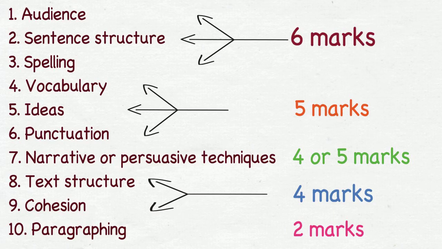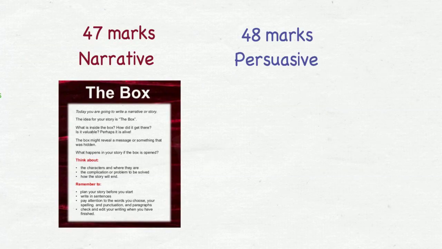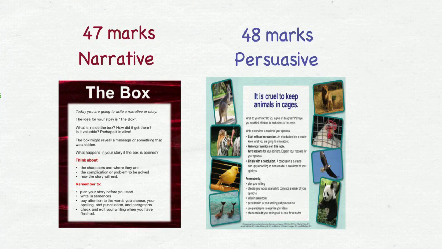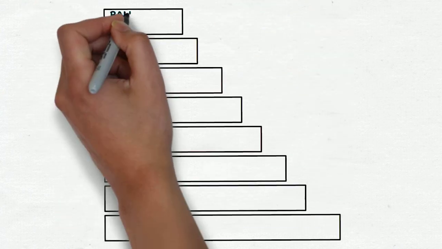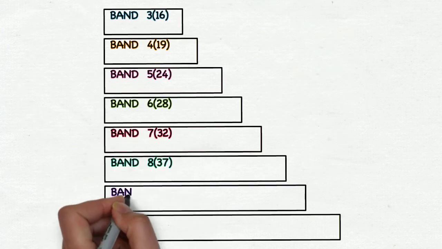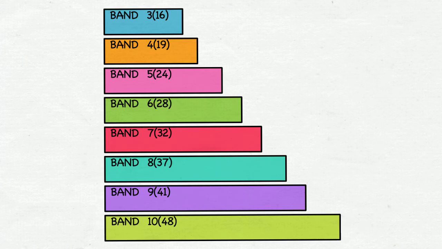All students are marked against the same criteria. Whether you're in year 3 or year 9, you're assessed against the same criteria. The people who mark the writing, usually teachers employed for the job, don't know what year level they're marking. They're simply marking the writing against a set of criteria and giving a total mark out of 47 for narrative or 48 if it's a persuasive piece. That mark is then converted to a band level, and that's what you see on your child's NAPLAN report.